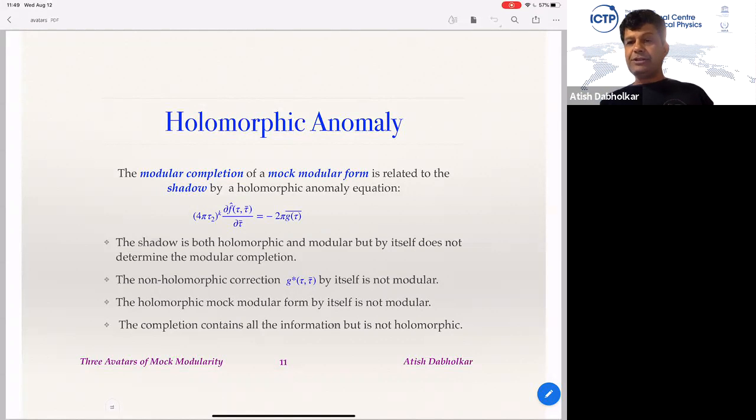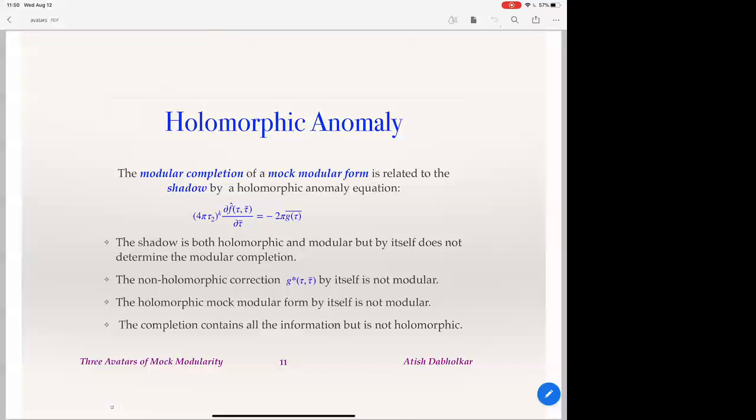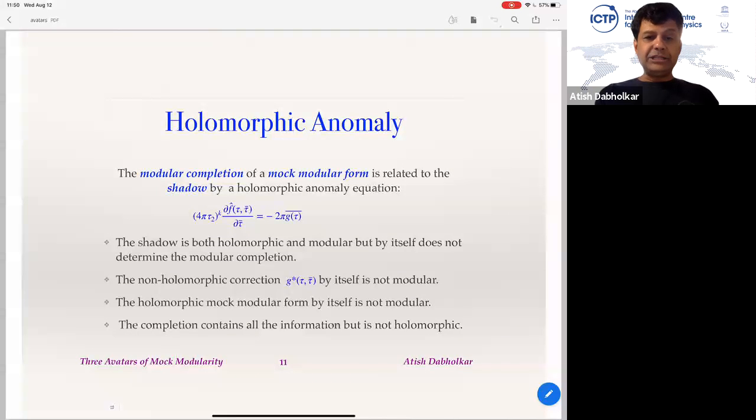So if you want to recover the shadow, then you just take the tau bar derivative of it. And this is actually one way to define G star. One way to obtain G star is to invert this equation. So it's like a first order differential equation, and you need a kernel for this equation. You invert it and then you can figure out. So F is in a way the holomorphic kernel of this equation. So the shadow is both, but what you get is G tau bar. So the shadow is both holomorphic and modular, but by itself does not determine the modular completion.